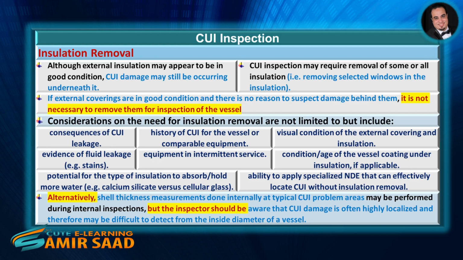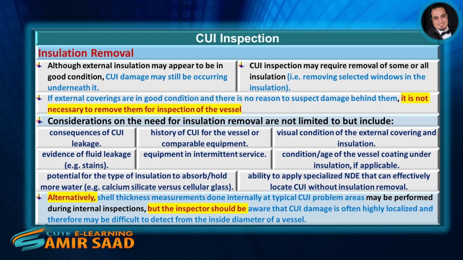Considerations on the need for insulation removal are not limited to, but include: consequences of corrosion under insulation leakage, history of corrosion under insulation for the vessel or comparable equipment, visual condition of the external covering and insulation, evidence of fluid leakage, for example stains, equipment in intermittent service, condition and age of the vessel coating under insulation, if applicable, potential for the type of insulation to absorb and hold more water, for example calcium silicate versus cellular glass, and ability to apply specialized NDE that can effectively locate corrosion under insulation without insulation removal.